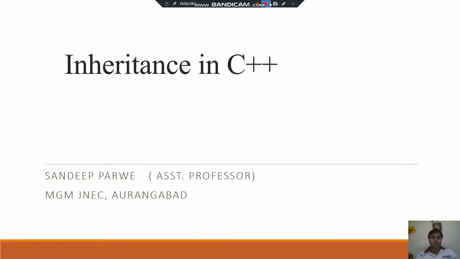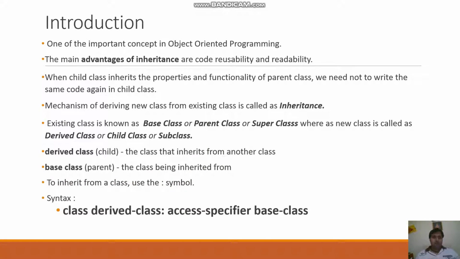We are going to start our new topic, that is inheritance in C++. Inheritance is one of the important concepts in object-oriented programming. What is meant by inheritance? Inheritance is nothing but you are going to inherit some properties and functionality from one class into another class. It means that it is a mechanism of deriving a new class from an existing class, which is called inheritance.